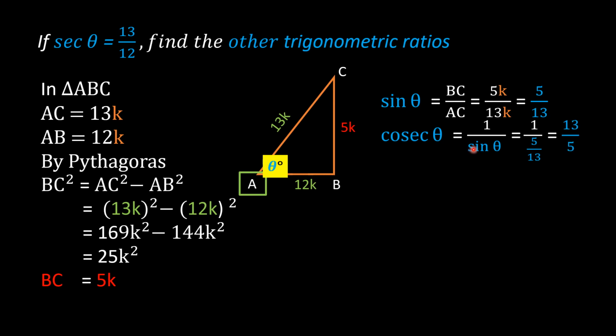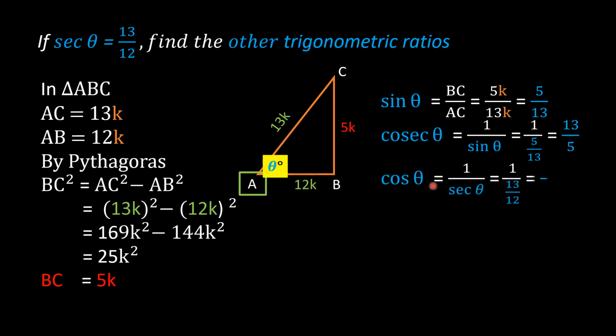Cosec theta and sine theta are reciprocals of each other. So we write cosec theta equals 1 divided by sine theta. Sine theta is 5 divided by 13. So it will be 13 divided by 5. So cosec theta is 13 divided by 5.